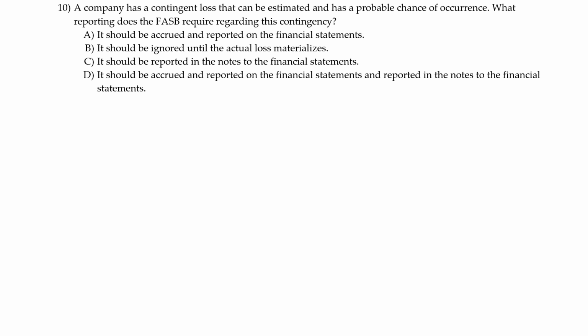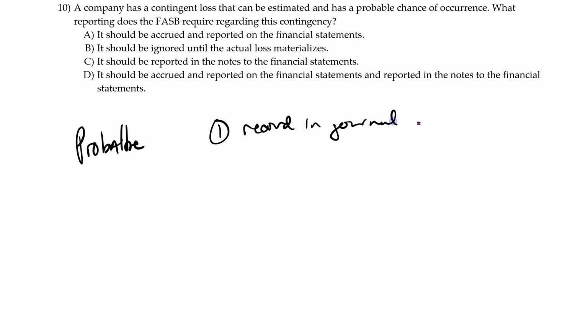So remember that if it's a probable contingent liability, then there's two things that we do. We record it in a journal, and so recording basically means, right, we debit some expense and we credit some liability.